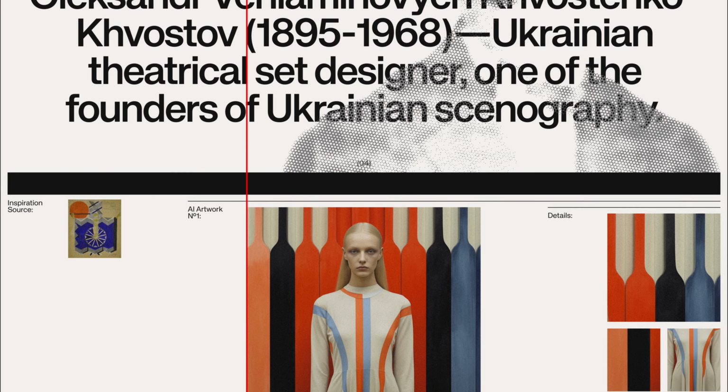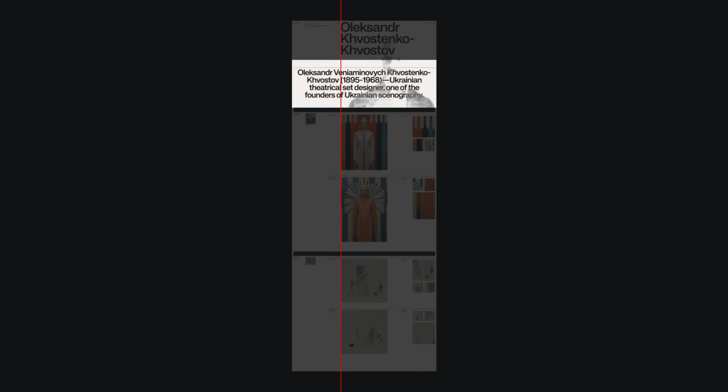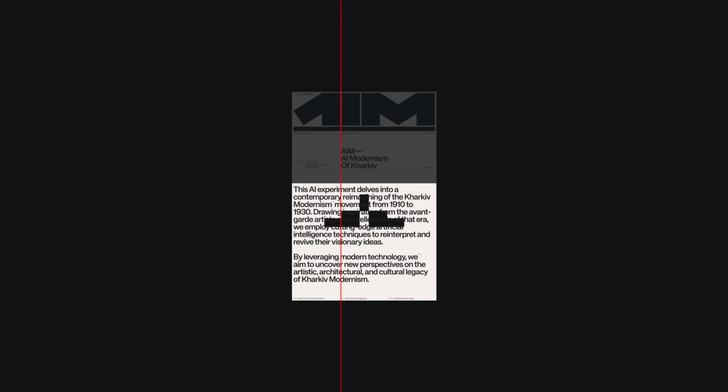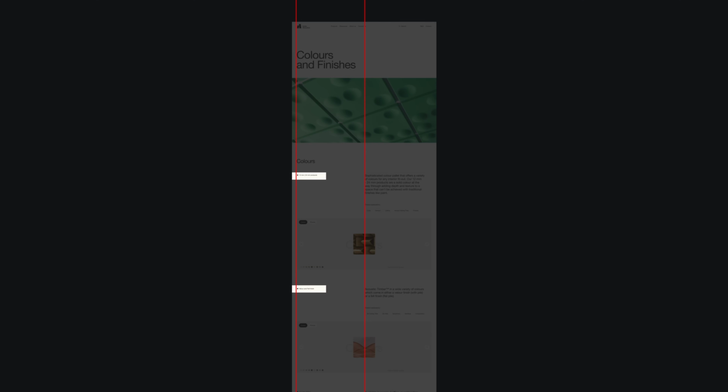What to do instead? Identify 1 or 2 power lines that your grid will rely on. Sure, some sections can break the rules here and there, and that's totally fine. But overall, stick to these lines. A well-designed grid also gives you clear rules about where to place headings, subheadings, and body text. And it's best not to break those rules either.